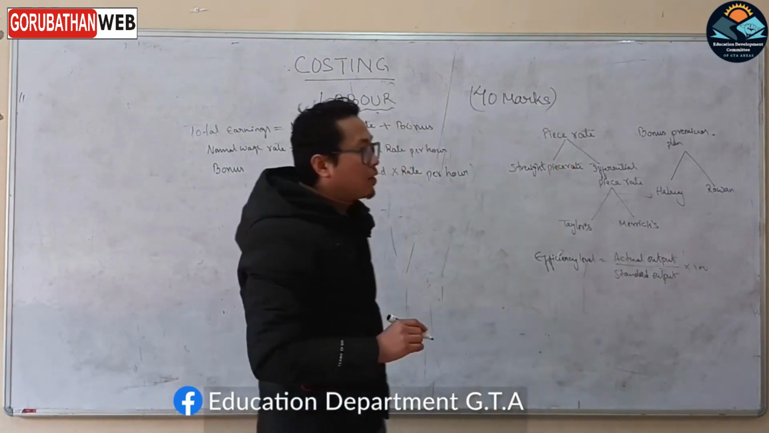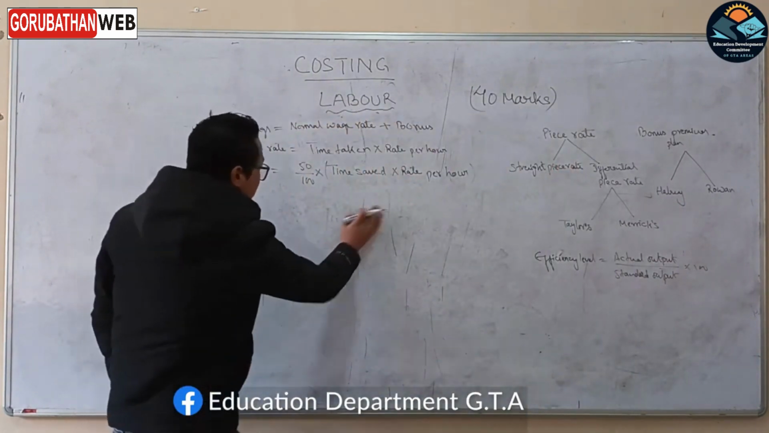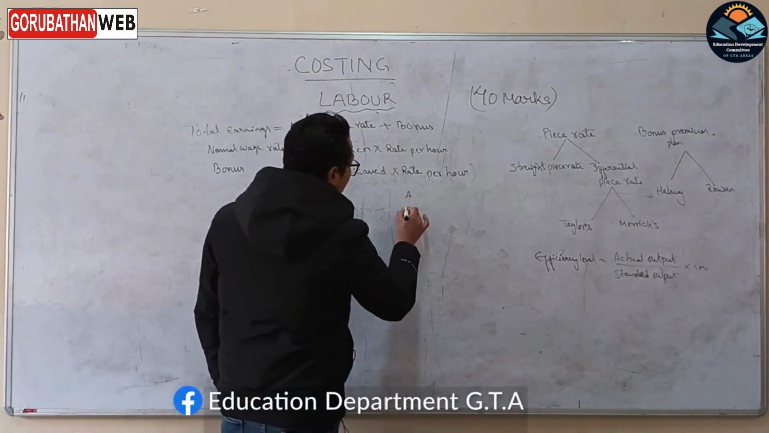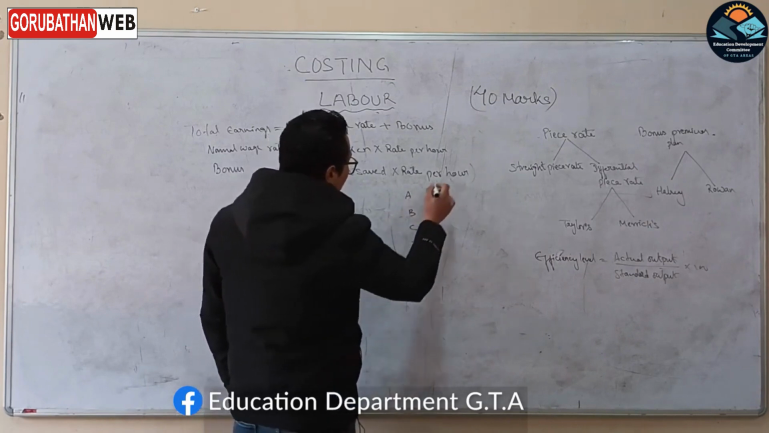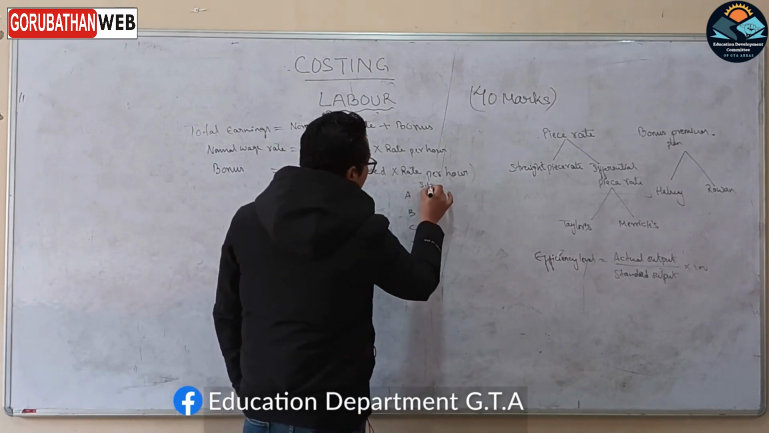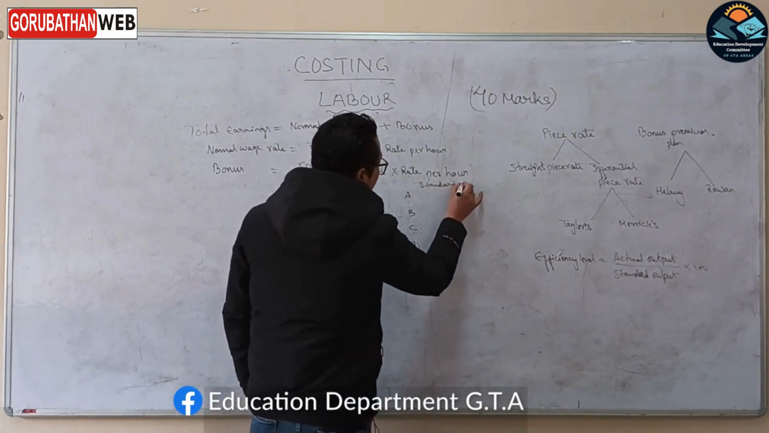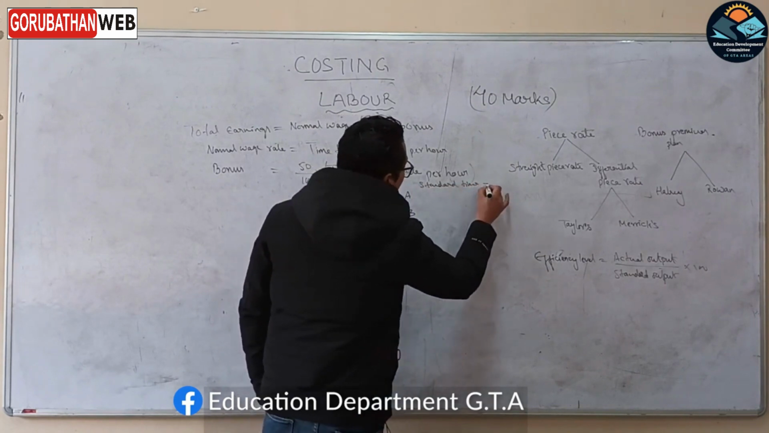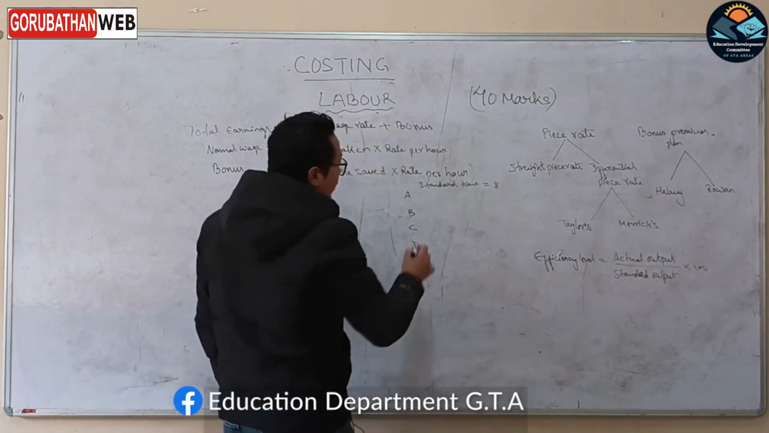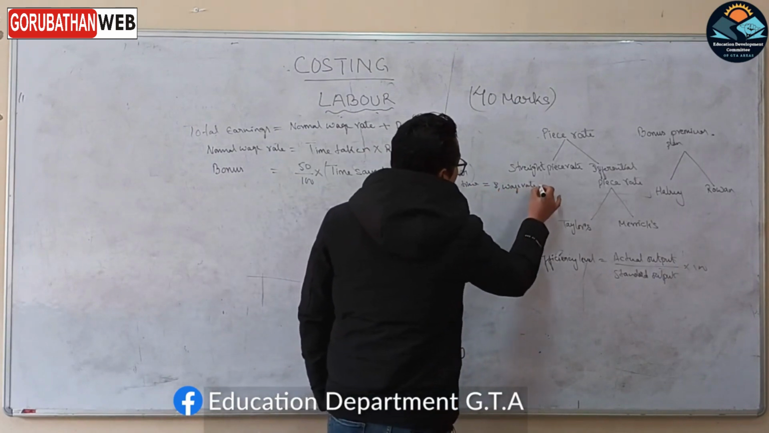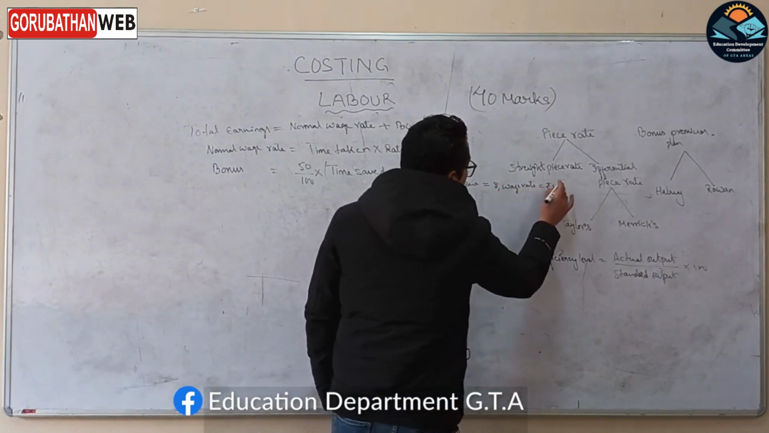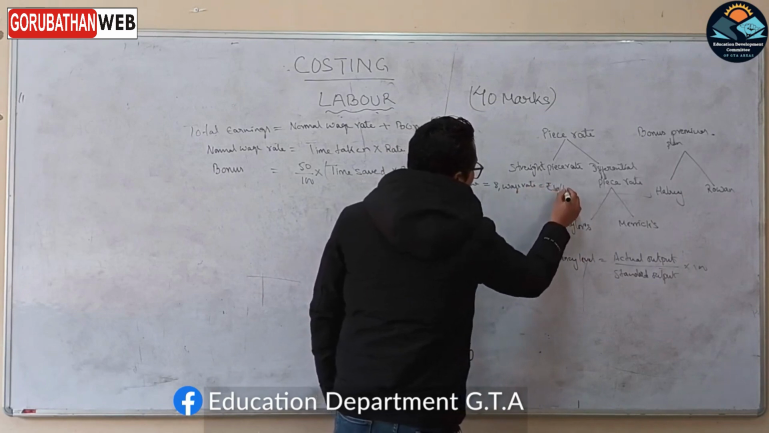मानिलिउँ अब यसको एउटा सानो इक्जाम्पल लियो भने ए बी सी डी छ अरे. स्ट्यान्डर्ड टाइम छ अरे 8 आवर्स र वेज रेट छ अरे रुपीस 10 पर आवर है.